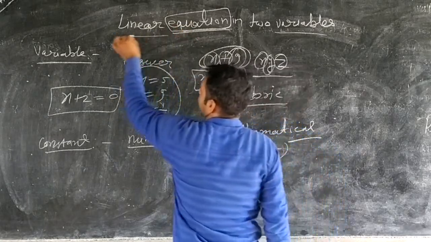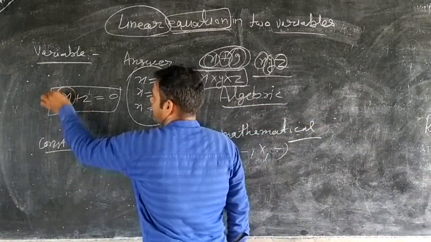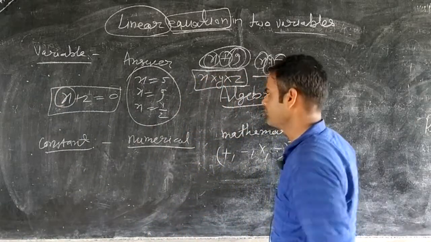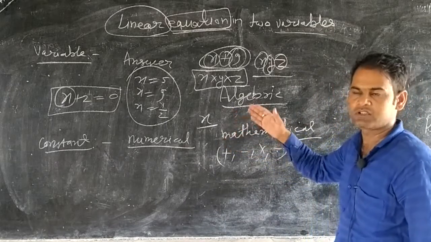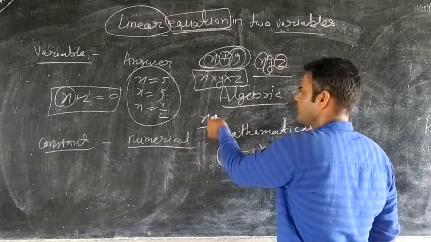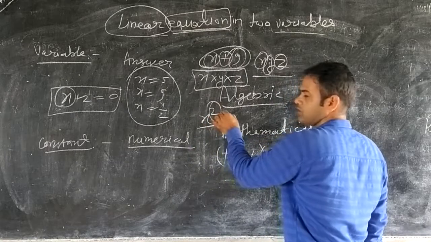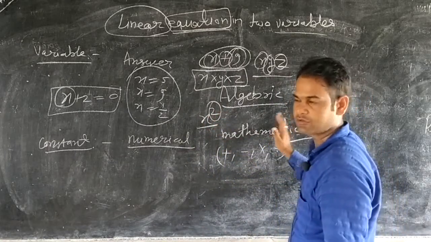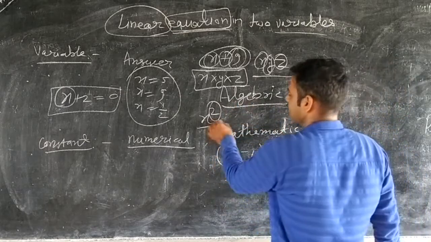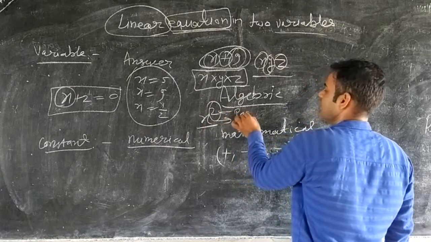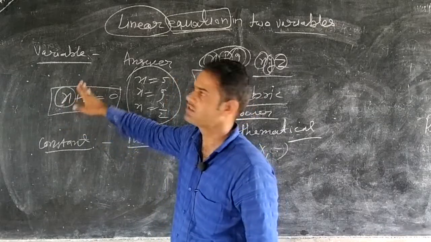Okay. What is linear? Linear means the power of the variable is maximum 1. Here the power of x is 1. What is a power and where is the power written? A power is a number or variable which is written on the top and right side of any variable or constant. This number is written on the top and right side. This is known as power. So if the power is 1, that equation is known as linear.